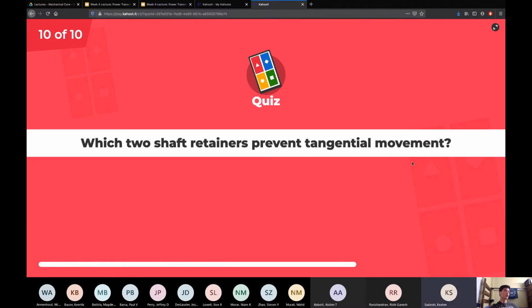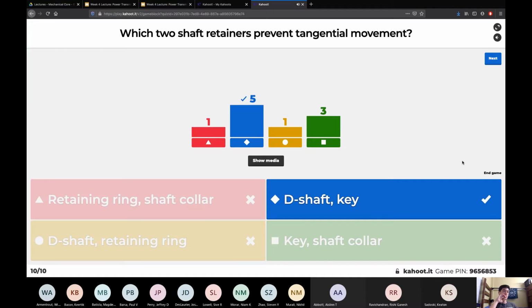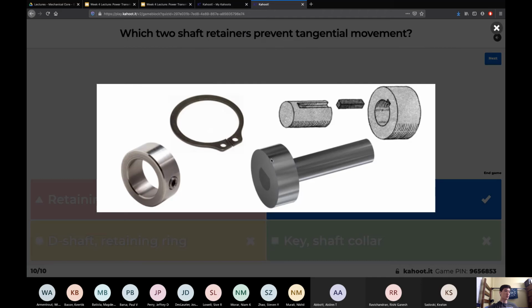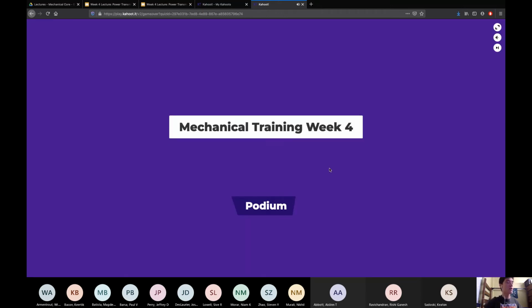Last question. Which two shaft retainers prevent tangential movement? Ooh, I knew green would throw some people off. So the shaft collar on its own, you would be looking at this thing right here without the set screw. So without the set screw, then you would still be able to have tangential movement. But the D shaft and key would definitely prevent that tangential movement. So let's see who came out on top.